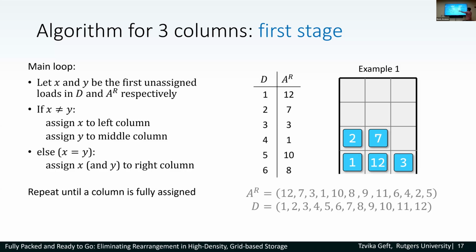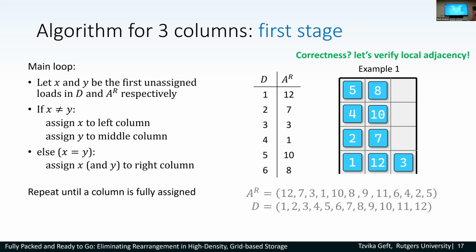We keep following this, so we have pointers running here. We have 4, and then 1 has already been assigned, so we skip to 10. It looks like this, and so on. And we can already verify. This is the first stage of the algorithm. There are 2 stages. We proceed this way until some column becomes fully assigned, and there are 2 cases: either we fully assign the right column, or we fully assign the 2 left columns together.